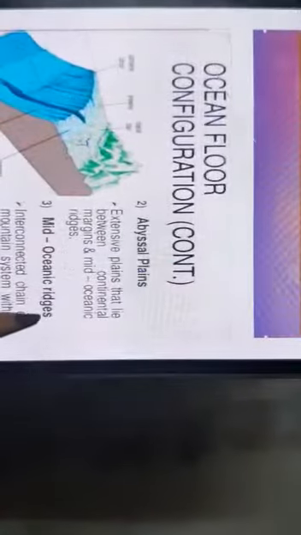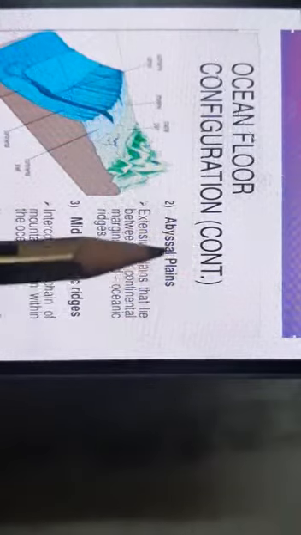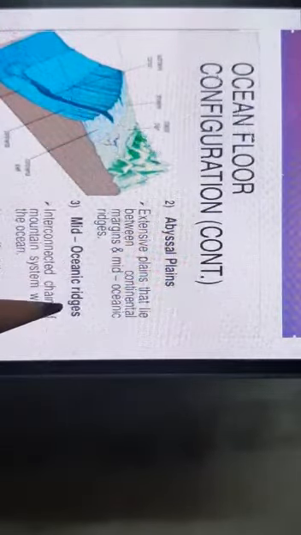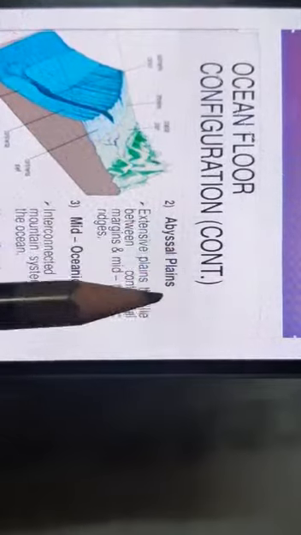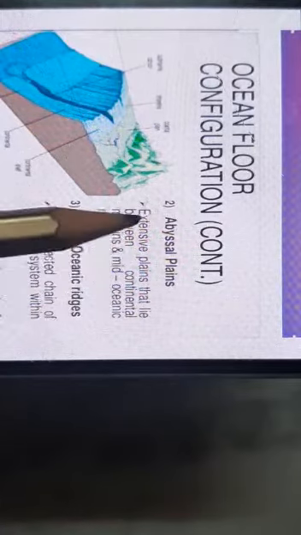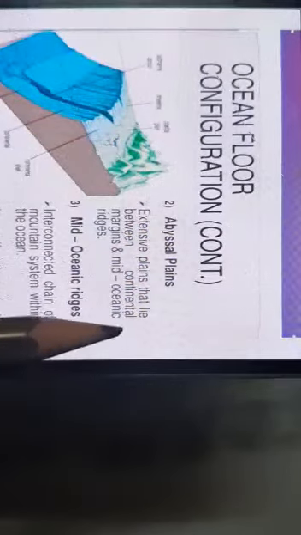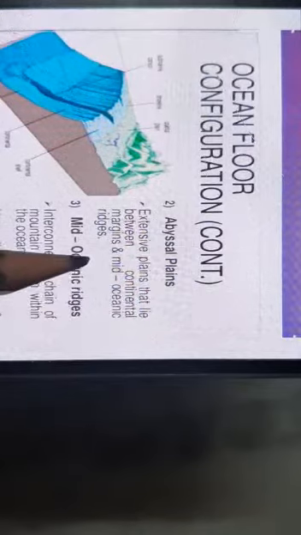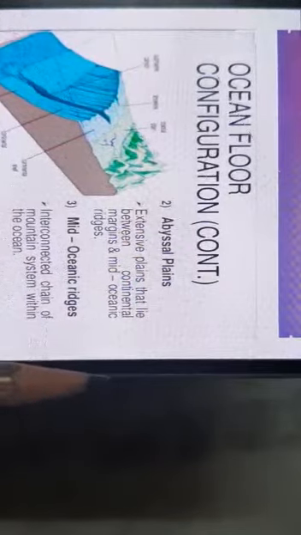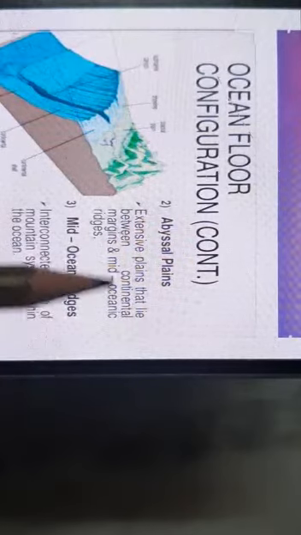Then the next major feature is the abyssal plain. These abyssal plains are extensive plains that lie between the continental margin and the mid-oceanic ridge. As I explained, there are three major features. First is the continental margin, second abyssal plain, and third mid-oceanic ridges. So the abyssal plains are extensive plains, and they are the areas where continental sediments that move beyond get deposited in these margins.